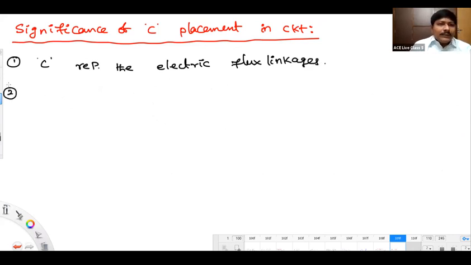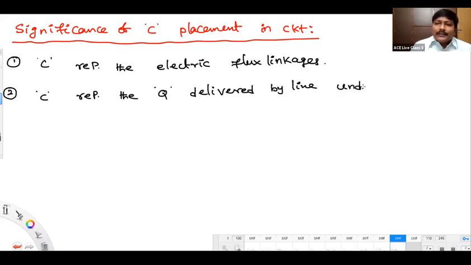And second one, this capacitance is going to represent the reactive power delivered by the transmission line. C represents the reactive power Q delivered by the transmission line under steady state operation. Under steady state operation, this is going to represent the amount of reactive power delivered by the transmission line.